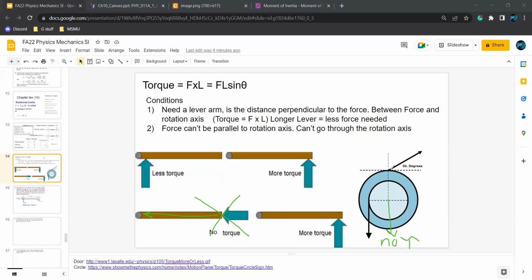But then say for here, you have your torque from here because you have your components, right? This is always a little tricky. Right here is the Y component, so this one has no torque. But the X component does have torque because it's perpendicular to the axis.